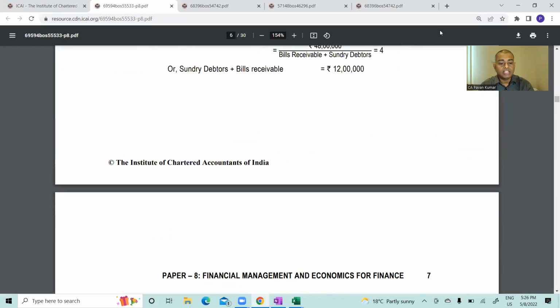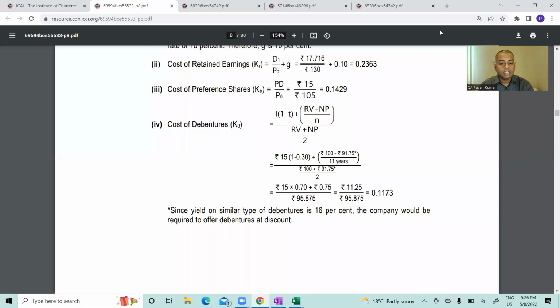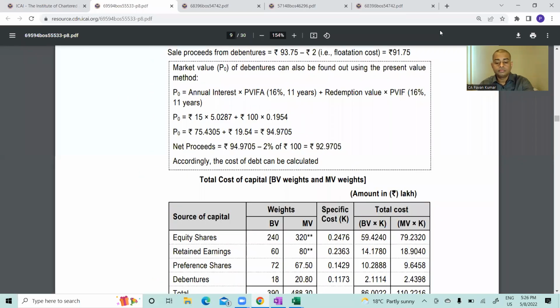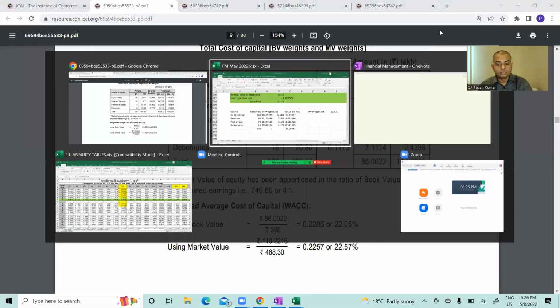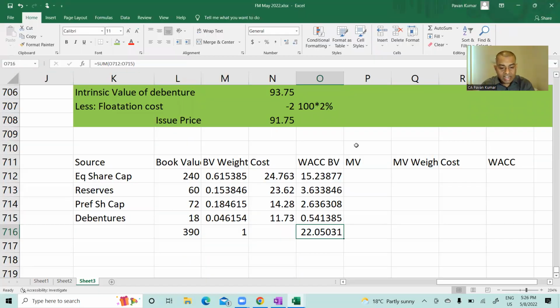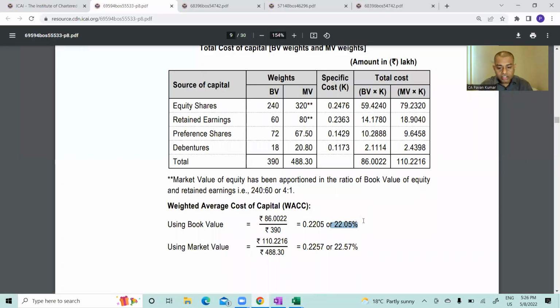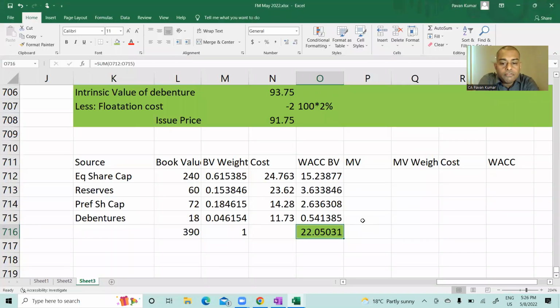So let us check the answer with the ICAI answer. How much did you get? 22.05 exactly. So this is our answer, and this is the ICAI answer, 22.05. Guys, you understand how we calculated this? All of you, please respond before we log off. Did you understand how this weighted average cost of capital is calculated?